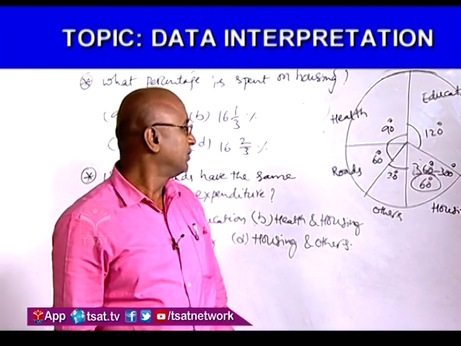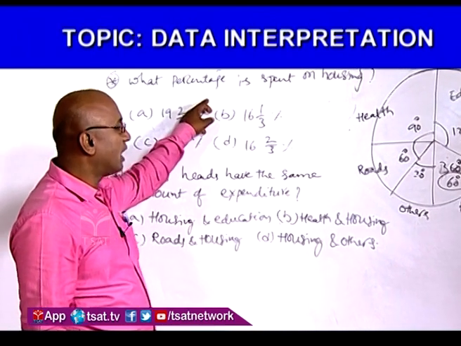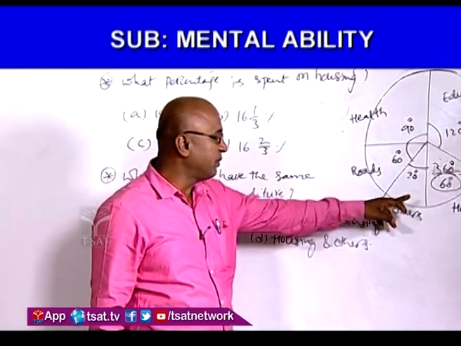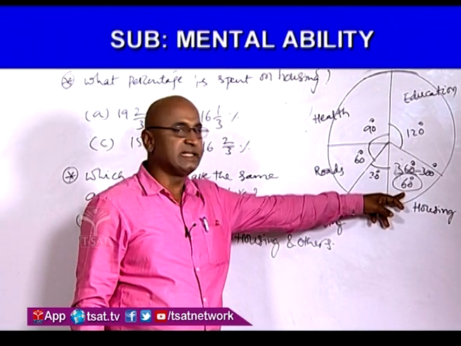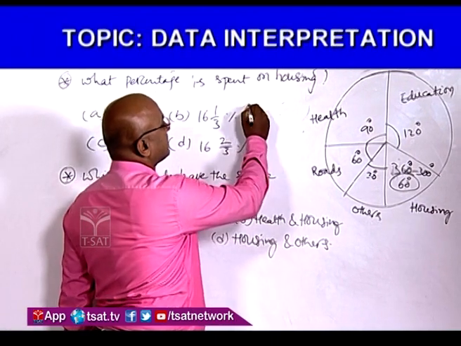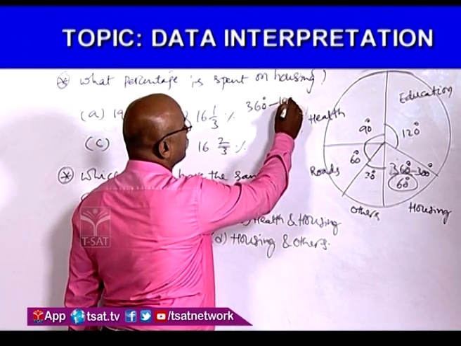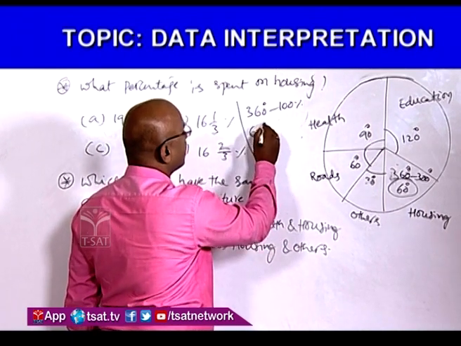The next problem in this is, what percentage is spent on housing? The housing value we found out is 60 degrees. The total value is 360 degrees. 360 degrees is 100%, we know that. Then 60 degrees is how much?